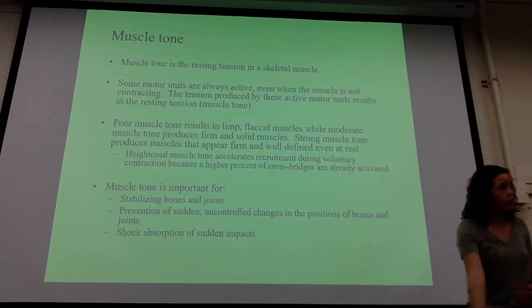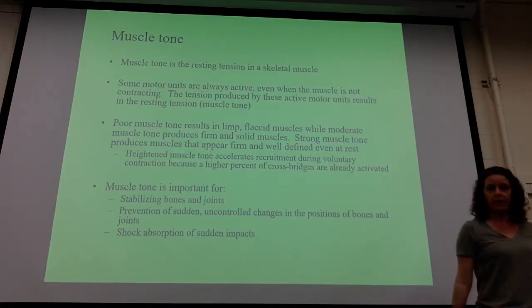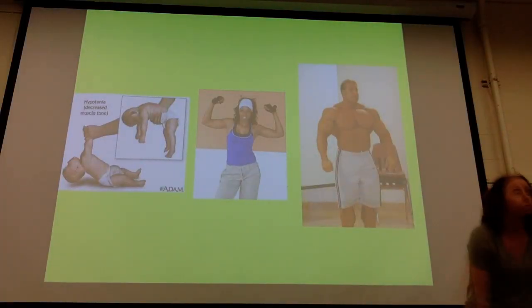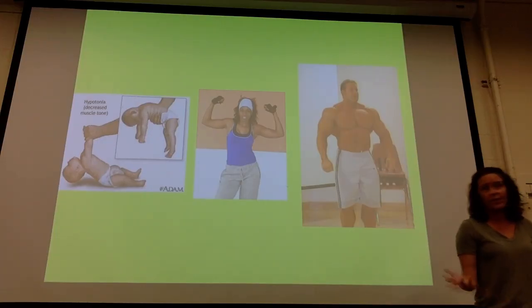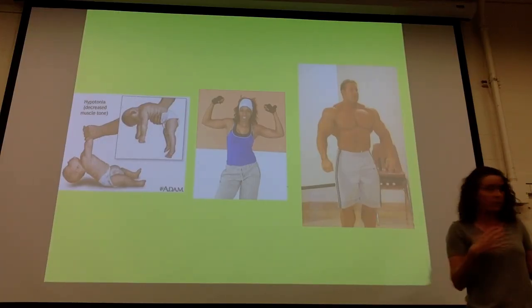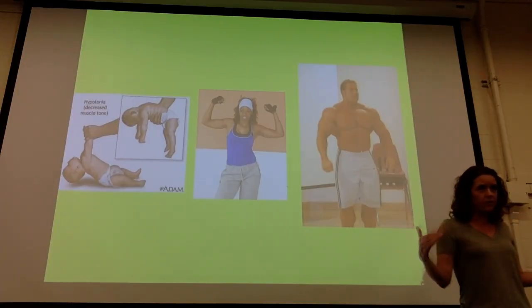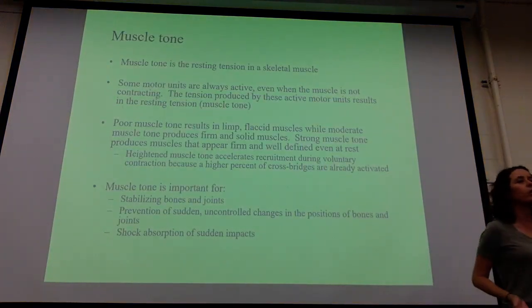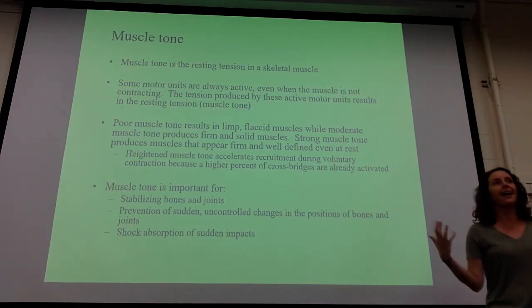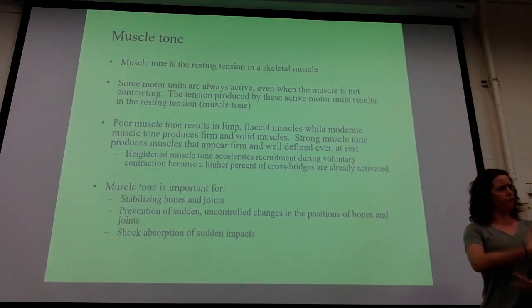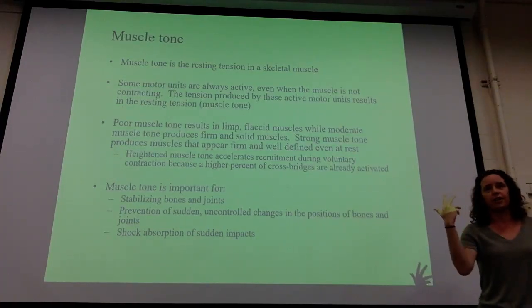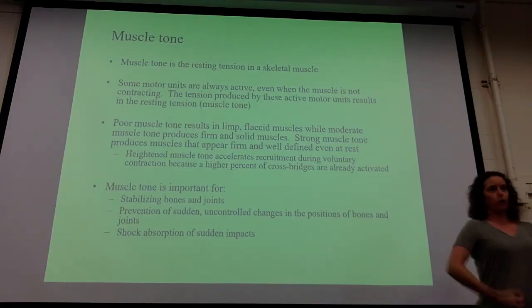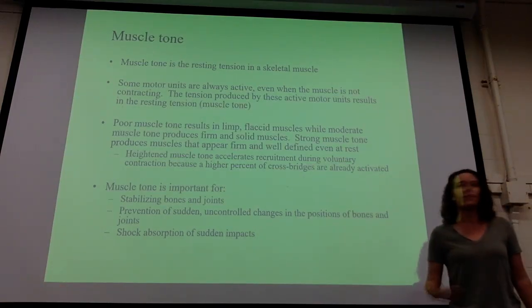So poor muscle tone would be, I have a little picture, poor muscle tone would be like a floppy little baby, where at rest, there's not a lot of latent motor unit recruitment, but there's varying degrees of resting muscle tone. So someone with a very high resting muscle tone is going to appear to have firm muscles even when they're not actively flexing. In your mind, you can think of a bodybuilder that looks like they're flexing even though they're not, and that's very high muscle tone.